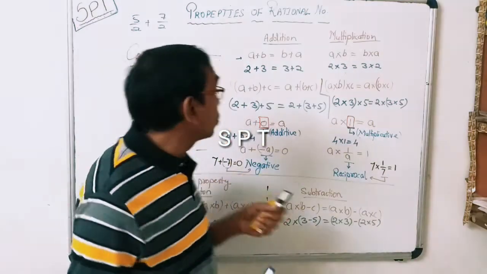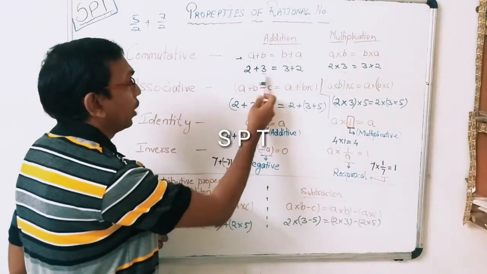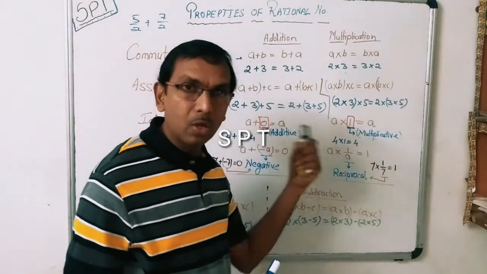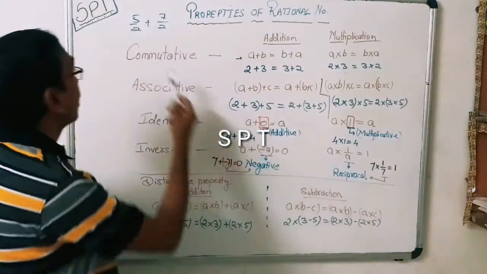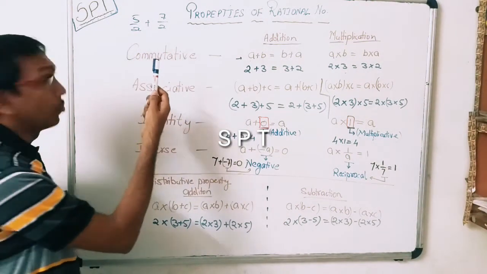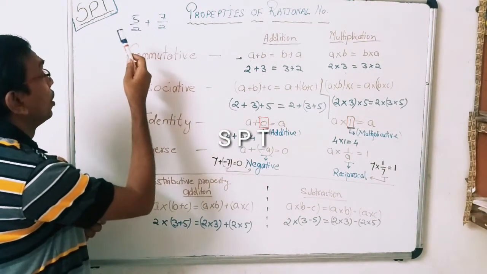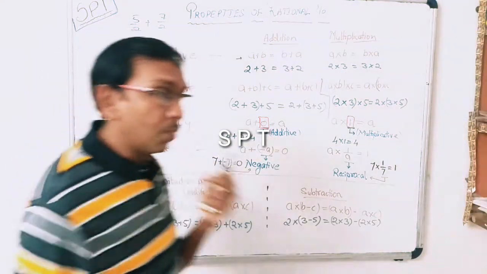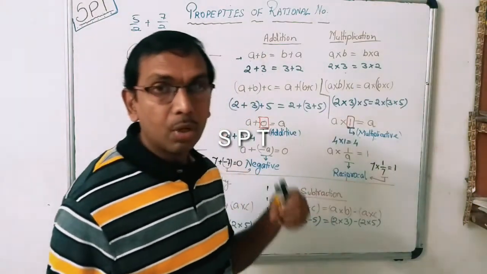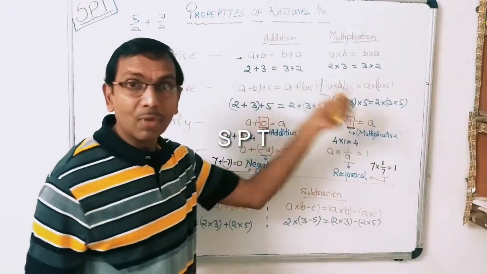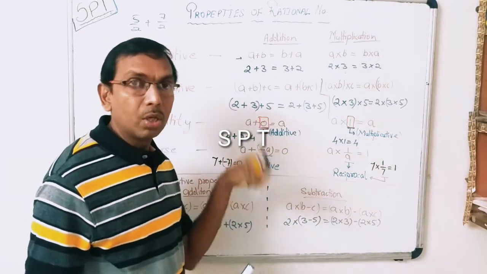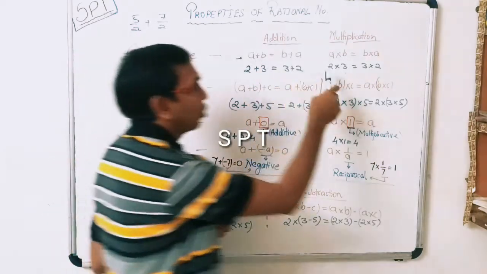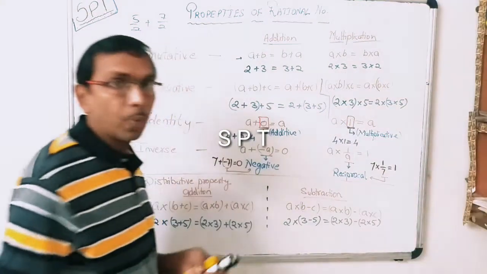One thing I would like to specify here, that I have taken 2 and 3 as rational numbers to simplify and show the result. But we can take any two rational numbers with a numerator and denominator in p by q form, so 5 by 2 and 7 by 2, etc. Everywhere we will get the same answer of addition as well as multiplication when the order is changed, a plus b or b plus a, a into b or b into a.